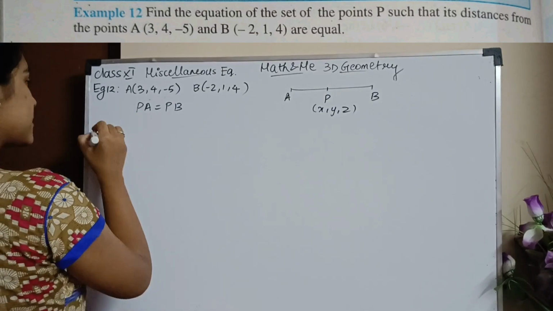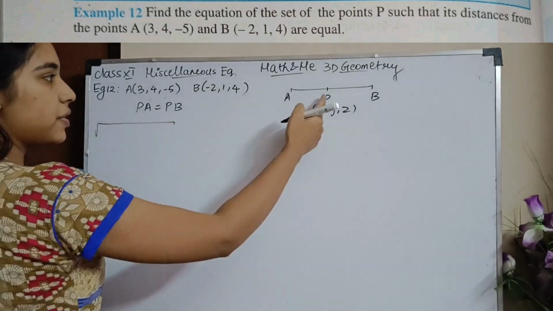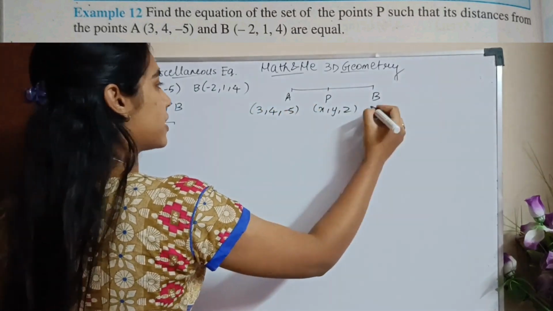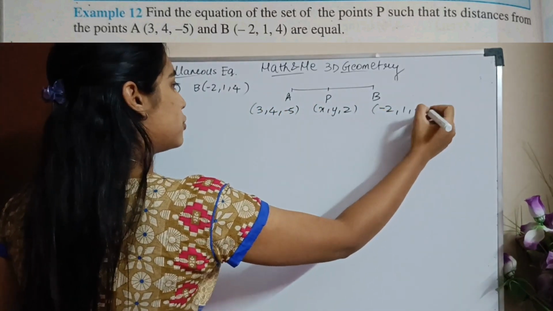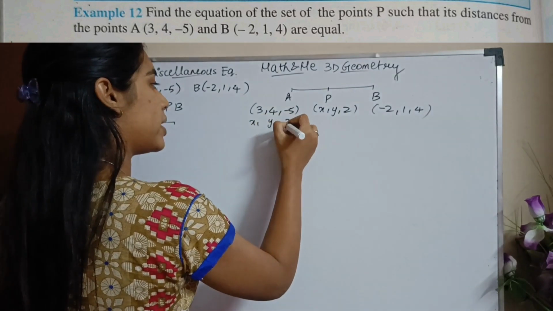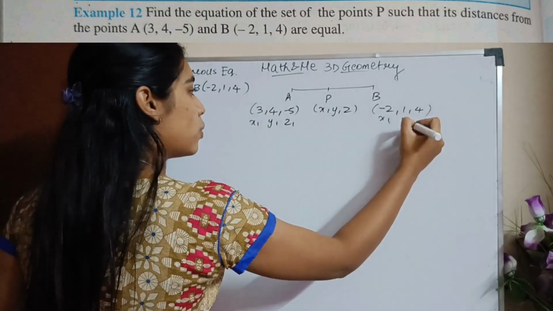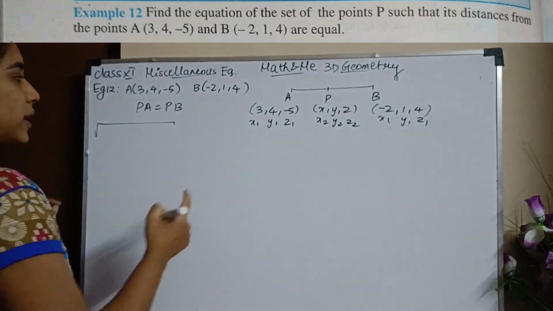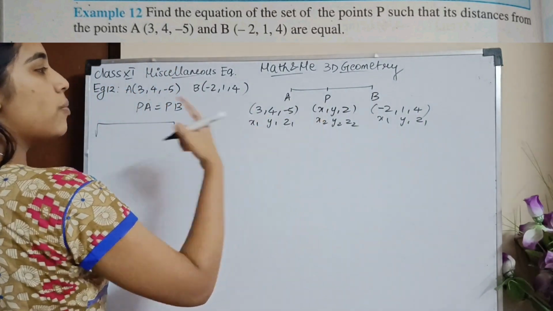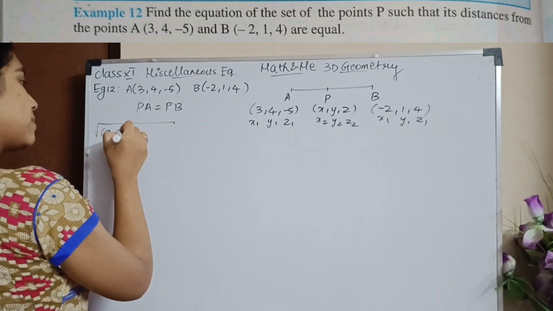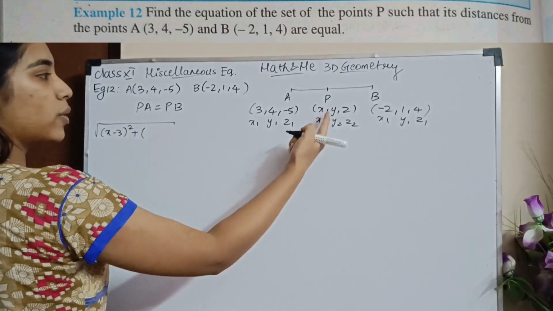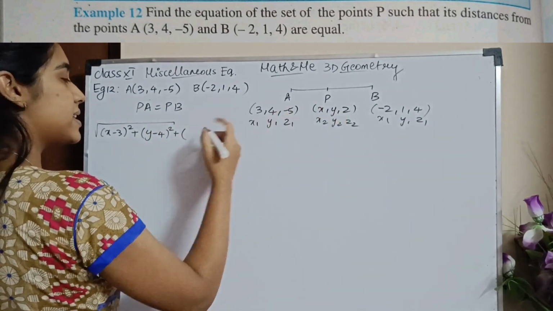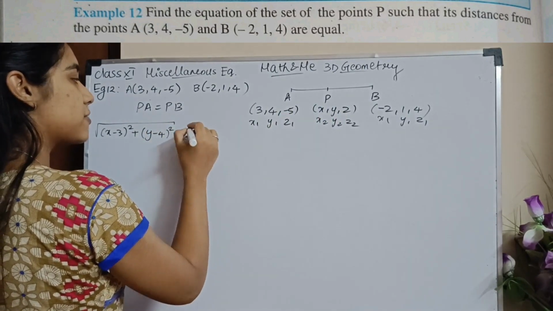PA equals PB. Now this will be square root of PA. So let me write the coordinates here: 3, 4, minus 5, and minus 2, 1 and 4. So these are my x1, y1, z1, and this is my x2, y2, z2. Now what is my PA? x2 minus x1. So this will be x minus 3 the whole square, plus y coordinates y minus 4 the whole square, plus z coordinates z minus of minus 5 is z plus 5 the whole square.